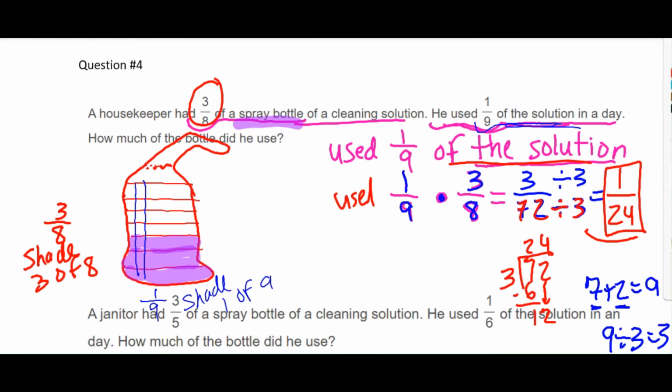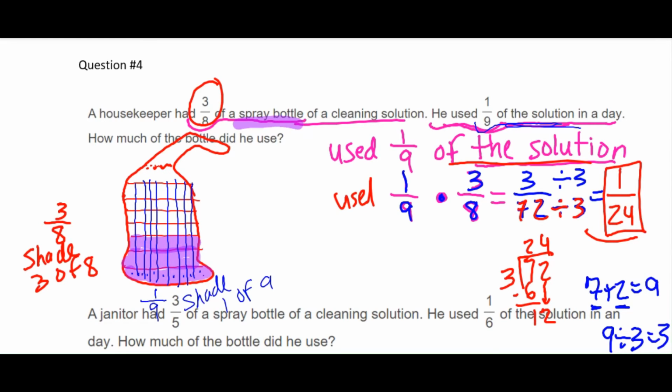1, 2, 3, 4, 5, 6, 7, and I can't get this last one in there. 8. Here, let's do this. 8. 1, 2, 3, 4, 5, 6, 7, 8, 9. Ninths. Perfect.